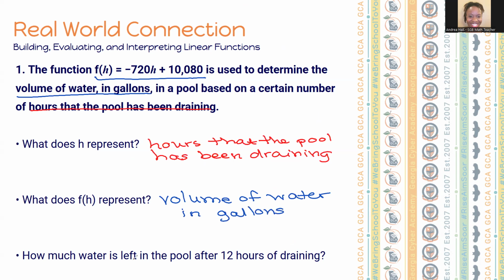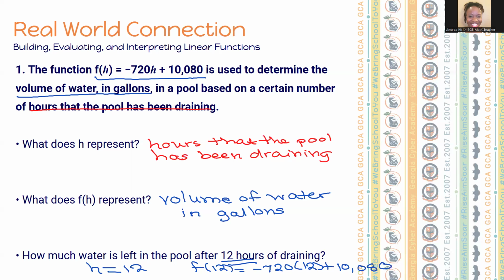Now here's the question. How much water is left in the pool after 12 hours of draining? So that means they want you to say that h is equal to 12. Well, that means I'm going to plug it in. I'm going to say f of 12 equals negative 720 times 12 plus 10,080. Hopefully you guys can see me writing there at the bottom.